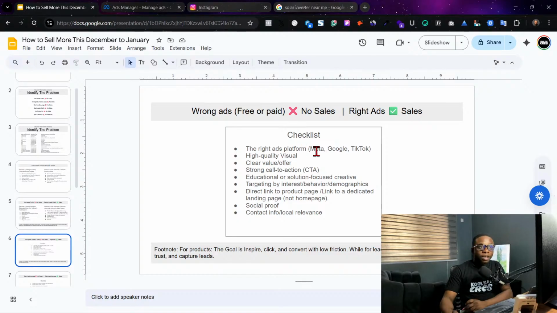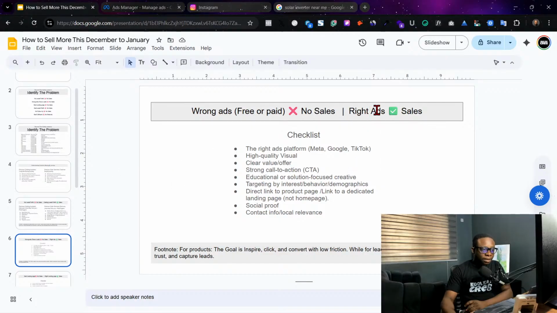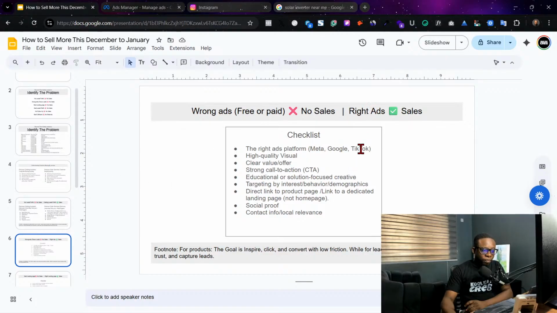One is the right ads platform. Many of us may not have funds to run ads on Google because Google may be charging us in dollars. That is a thing, right? Google may be right, but it's expensive one way or the other. But if you're outside the country, it's good. Then we have TikTok. TikTok is not bad as well. TikTok ads work. And you may ask yourself, do I have to run ads all the time?